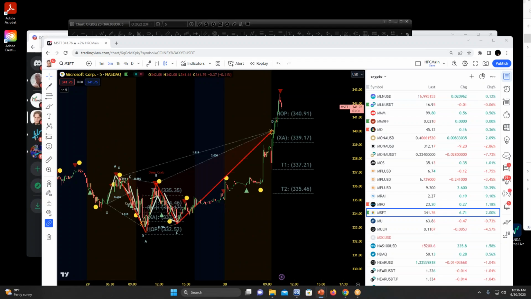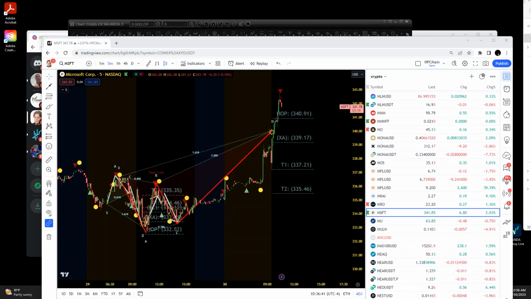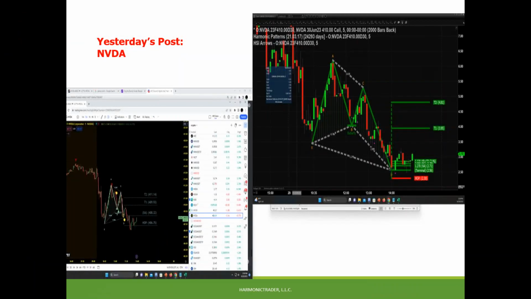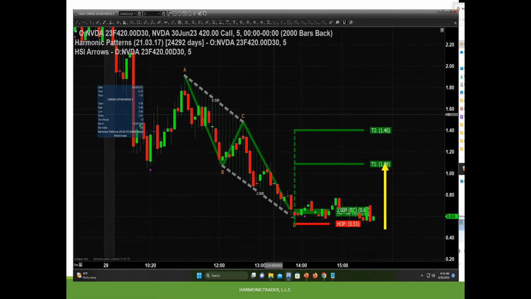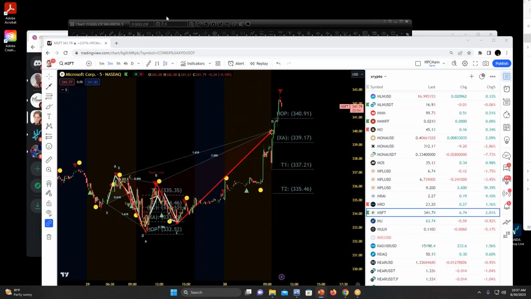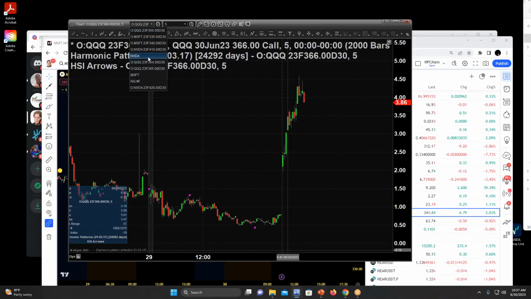Check this out. Let's go back to the NVIDIA. Remember NVIDIA? Here's from yesterday. It's what I started with today. This was the NVIDIA post from yesterday. 5-minute bat pattern. And then we had the 410s and we had the 420s. There's the 10s, there's the 20s. The 20s were 60 cents. Now 5.